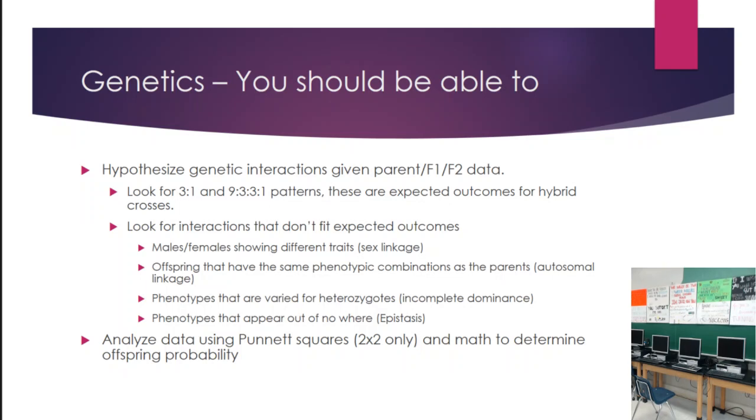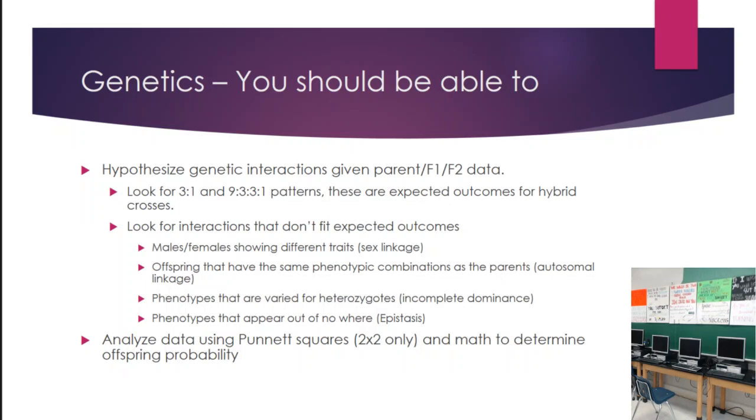You should be able to analyze data using Punnett squares. You should be able to look at these data tables here and draw a Punnett square that would explain why those things are happening, right? So if it is sex-linked, you should use an X and a Y for the father and an X and an X for the mother. If it's autosomal linkage, you need to make sure that both of those traits are together in your Punnett square.